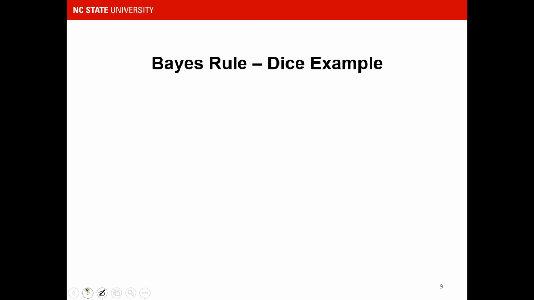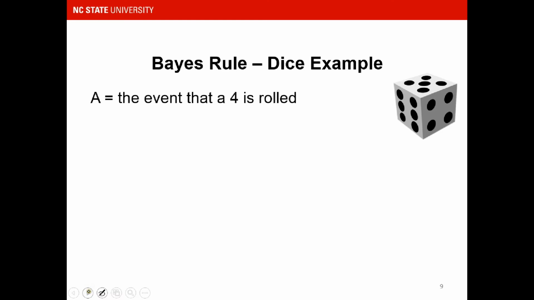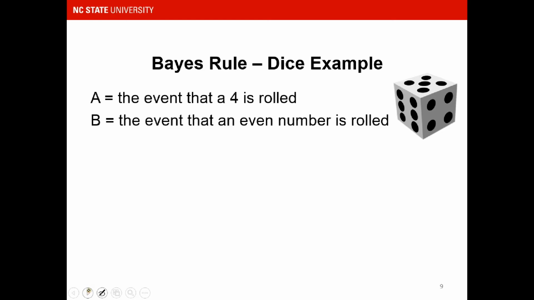Let's do a quick example to become familiar with how this works. Let's say we have a dice, and we'll let A be the event that a 4 is rolled. We'll let B be the event that an even number is rolled. So the probability of A is just 1 over 6, since we are equally likely to see a 4 out of all the 6 possible sides. The probability of B is the chance of seeing 2 or 4 or 6 out of the 6 possible sides, so we get 3 over 6, which simplifies to 1/2.